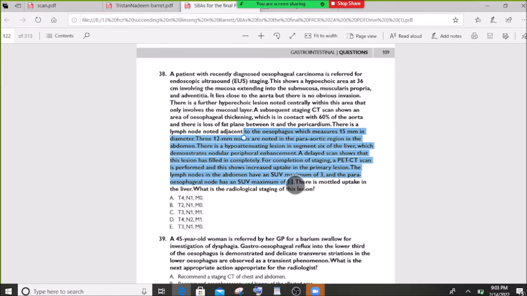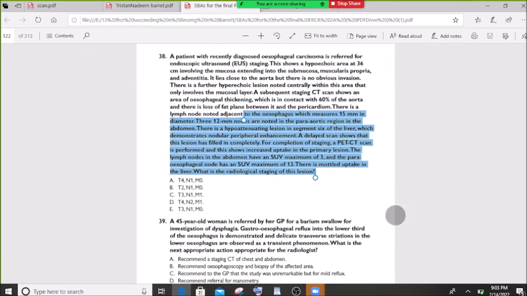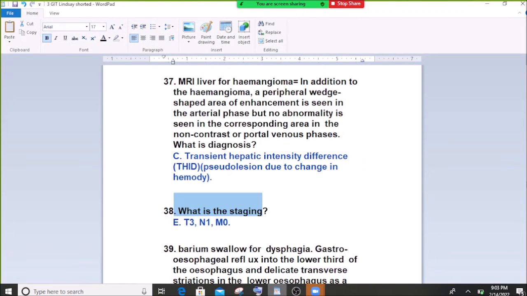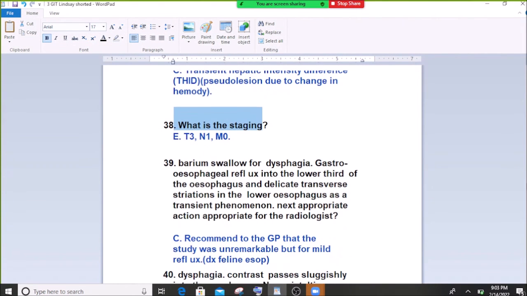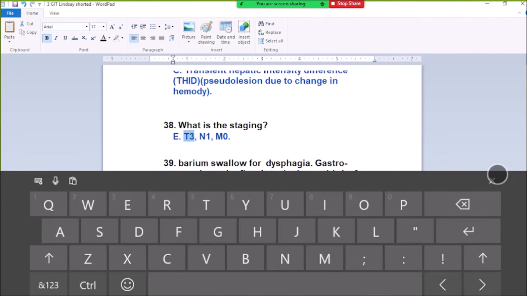So the paraesophageal node has an SUV maximum of 13. So this is N1 and then M0. No distant metastasis, so M0. Correct. Read this MCQ, then we will discuss it, but it is easy. T3 up to serosa, N1 single lymph node involved with SUV 13, and M0 no metastasis.